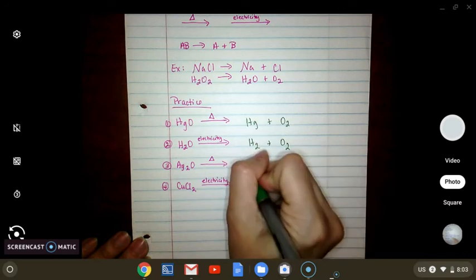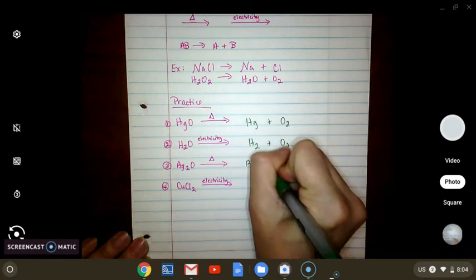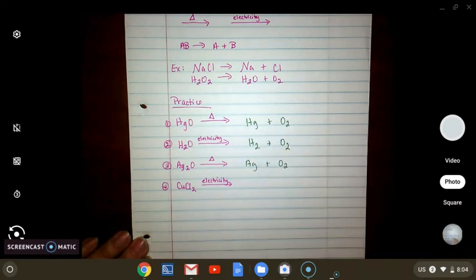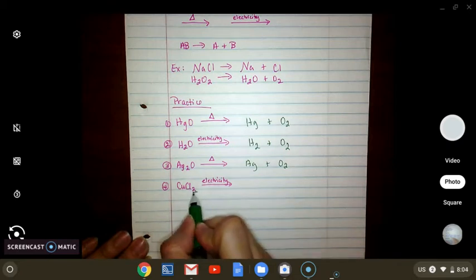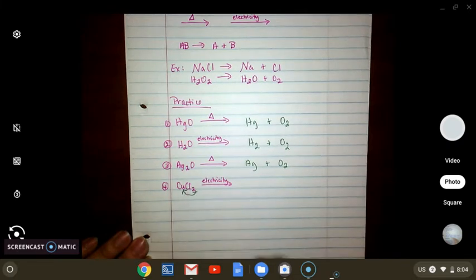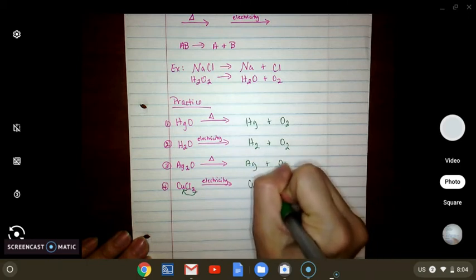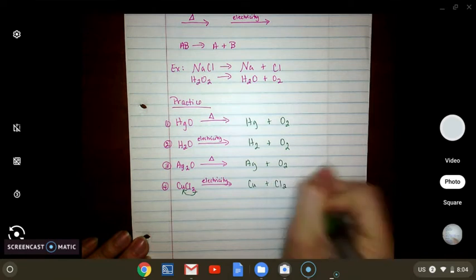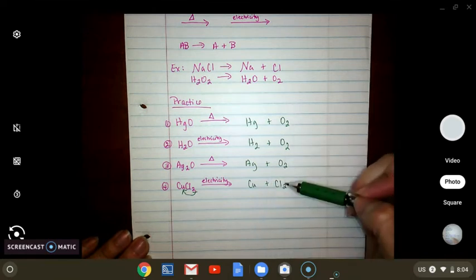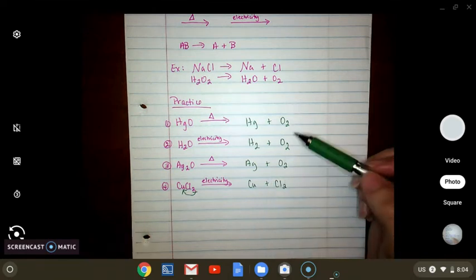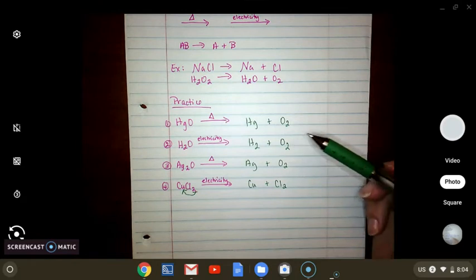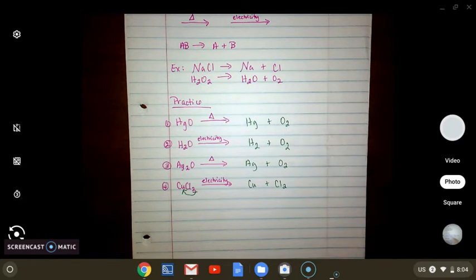Silver oxide is broken down into silver and oxygen. And then copper 2 chloride, remember that 2 right there goes with copper. So if I was to write this out, I'd have to write copper 2 chloride. Breaks down into copper and chlorine. Remember, when these are written by themselves, they're just like whatever it is on the periodic table. So oxygen, chlorine, fluorine, and so forth. Don't put oxide, don't put chloride, or anything like that.